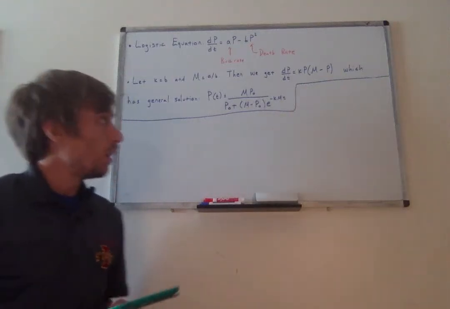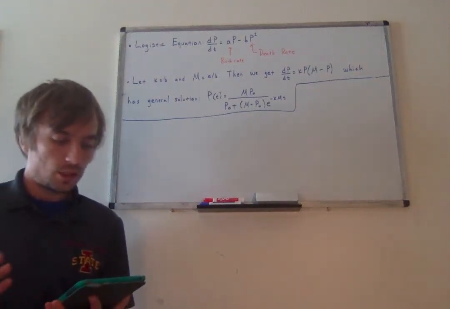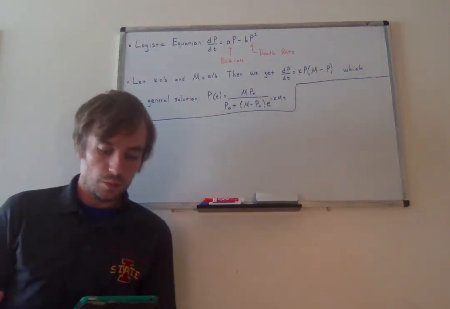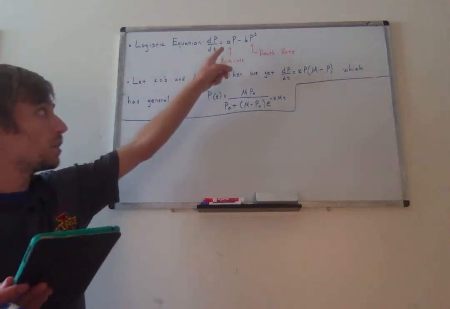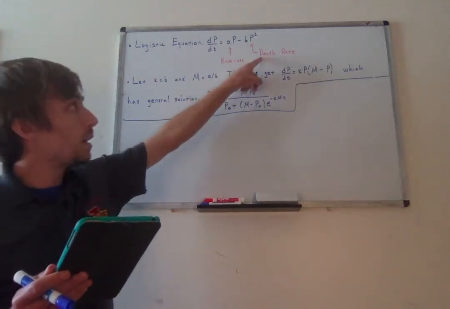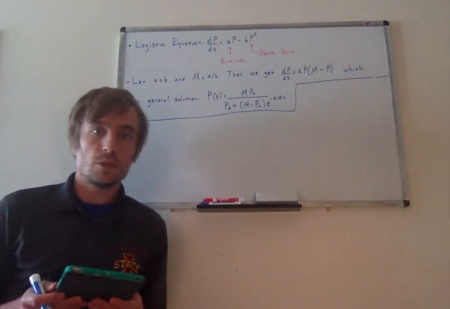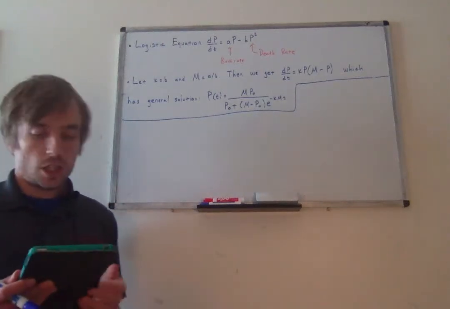So problem number 1, if you're following along on the worksheet, says to consider a rabbit population, P of t, satisfying this logistic equation. Here A times P is the birth rate, and B times P squared is the death rate. So, how is the population changing over time.